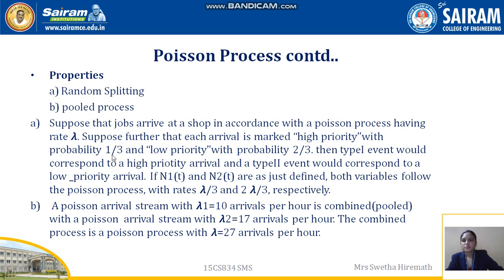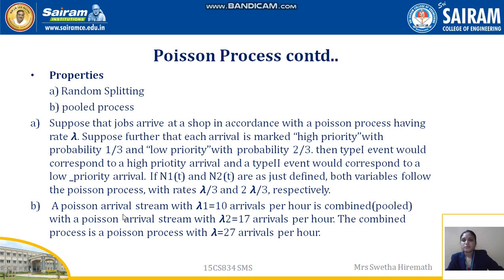So this is about random splitting. We are going to split the events based on the probability of occurrence of each event. We distinguish them into high priority and low priority events, where high priority is given by probability 1/3, for example, and low priority has probability 2/3, and the addition of these two gives the actual number of arrivals.